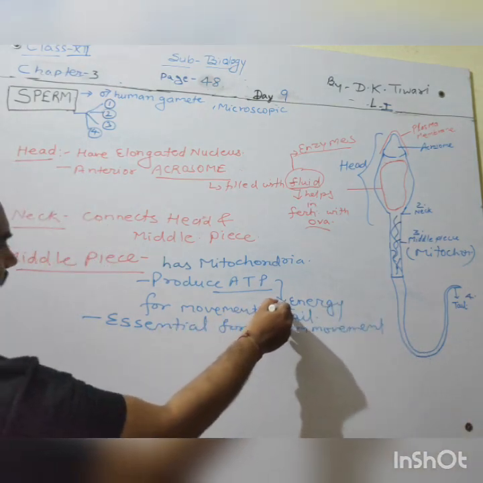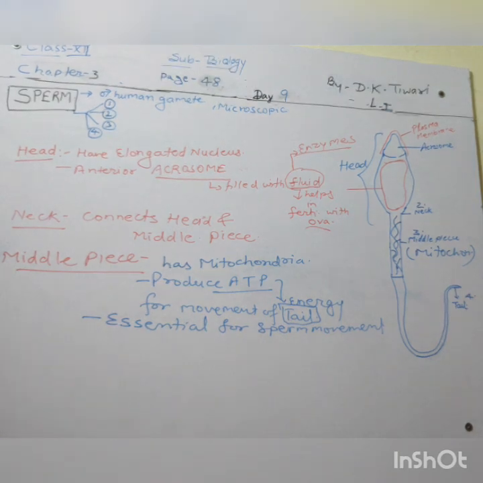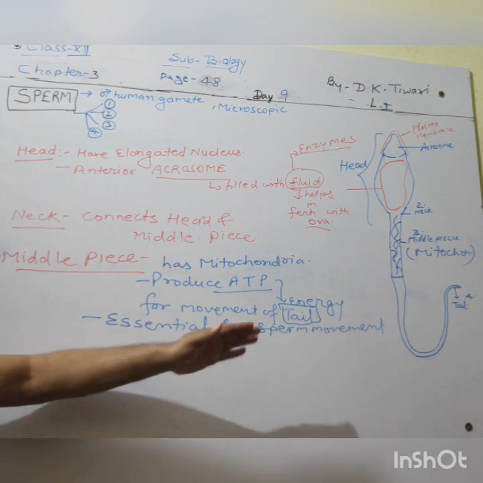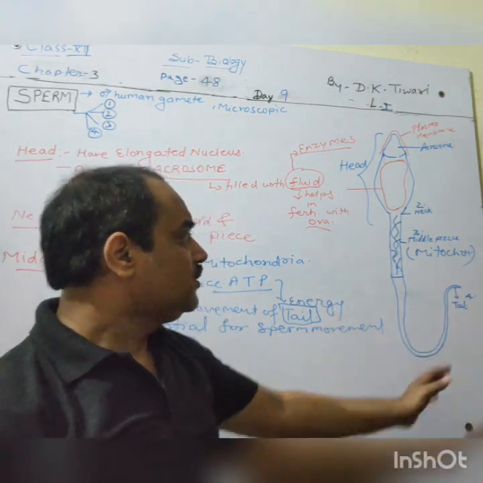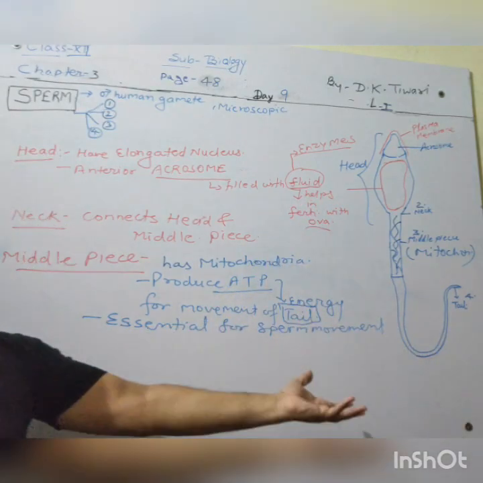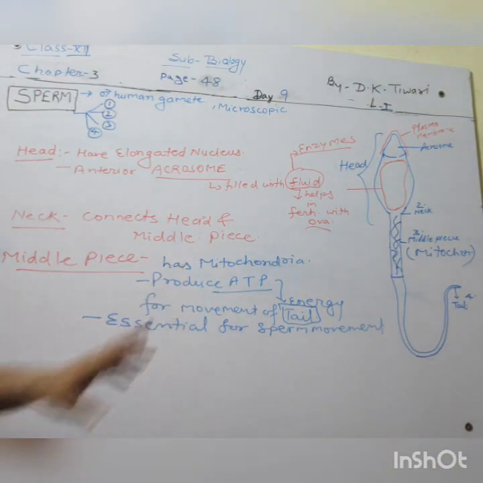So the tail is also completed here. Why is the tail present? The tail is present to provide movement to the sperm. It has just a single work, to give movement to the sperm, and for that purpose the energy is collected from the middle piece mitochondria.